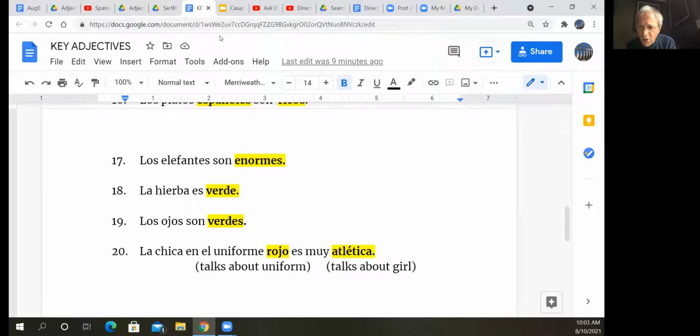Marilyn, is copa glass or cup? Copa is a glass for a wine. Not a water glass. Una copa. So if somebody walks up and says, ¿Quieres tomar una copa? You want to have a glass with me? They're not talking about a glass of soda. They're saying, do you want to have a drink with me? An alcoholic drink. Una copa. Okay? ¿Quieres una copa?